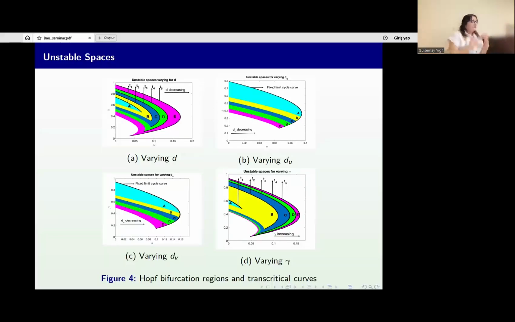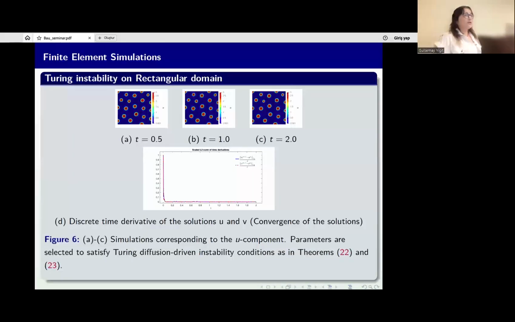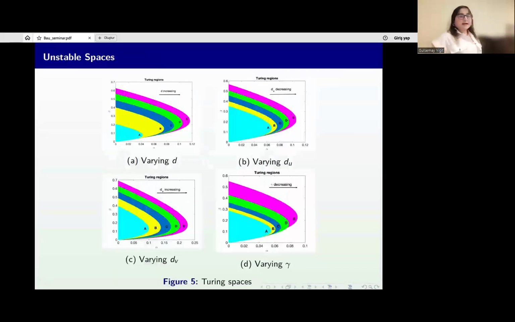So we vary the system parameters, and we can see the limit cycle curve. We can see where we can have the Hopf bifurcation type of solutions. And these are the Turing regions, the larger version of D here. So again, we vary parameters like du, dv, and gamma, and we see how our regions are enlarging or shrinking, getting larger or smaller. We see such observations. Okay, now, are there any questions so far?